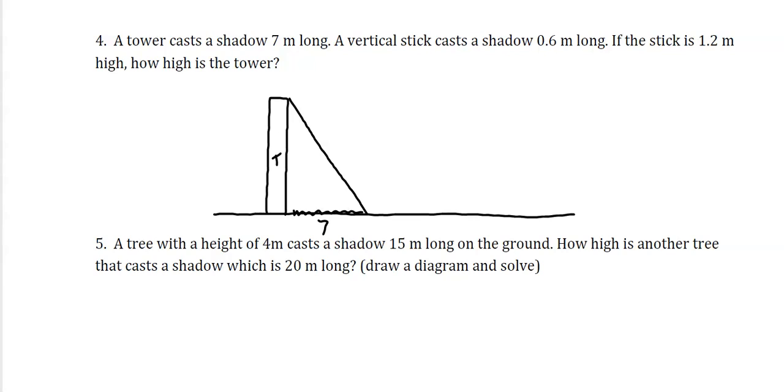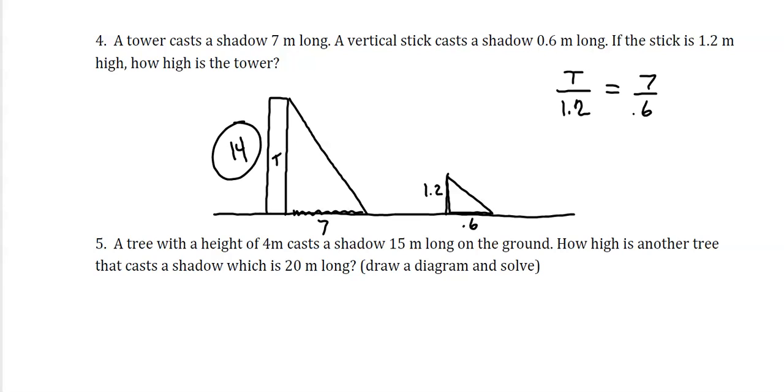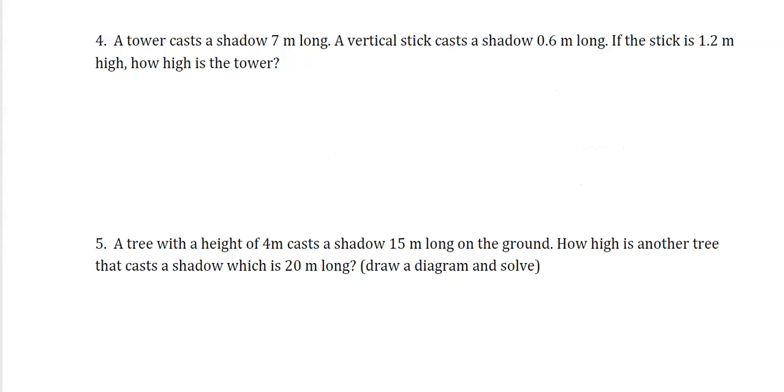A vertical stick, like a meter stick or something, casts a shadow that's 0.6 meters long, and the stick is 1.2. So we could set this up T over 1.2, and then 7 over 0.6. But if you just look at it, you'll notice that the stick height is twice the shadow. So this height should be twice the shadow. Either way, you get 14 meters there. All right, moving right along.